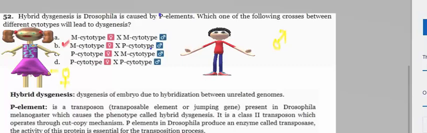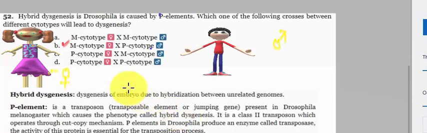So today's topic is the hybrid dysgenesis in Drosophila, which is generally caused by the P elements. So there was a question regarding this topic. It is a part B question. The question is: the hybrid dysgenesis in Drosophila is caused by the P elements. Which one of the following crosses between different cytotypes will lead to the dysgenesis? So they have given four options.